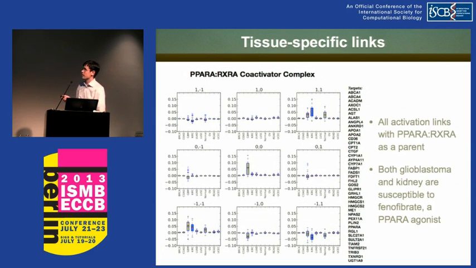Similarly, we found this PPAR-RXRA coactivator complex, which had a really strong activation signal in both glioblastoma and kidney cancer. It turns out that both of these cancers are susceptible to the same chemotherapeutic, fenofibrate, which actually targets PPAR.